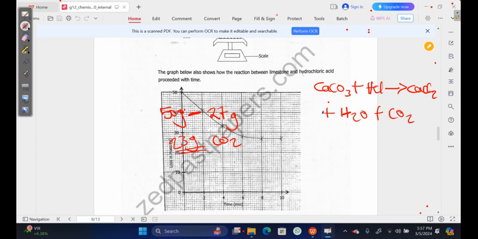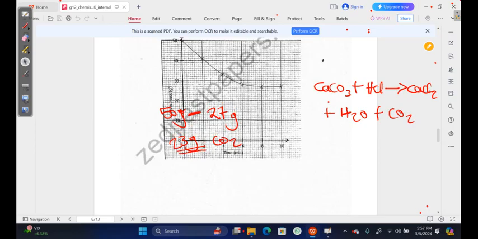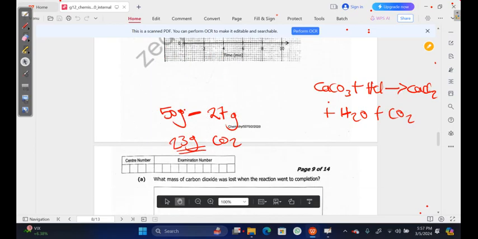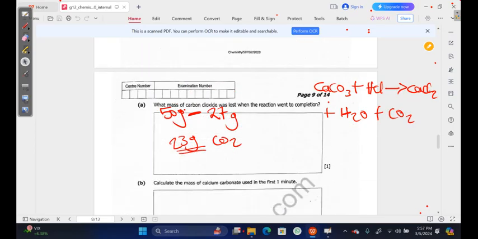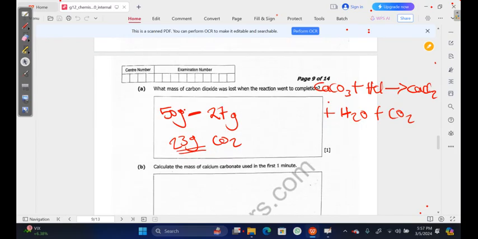The mass which remained for our content in the beaker at 1 minute was 46. So what we'll do now is this.